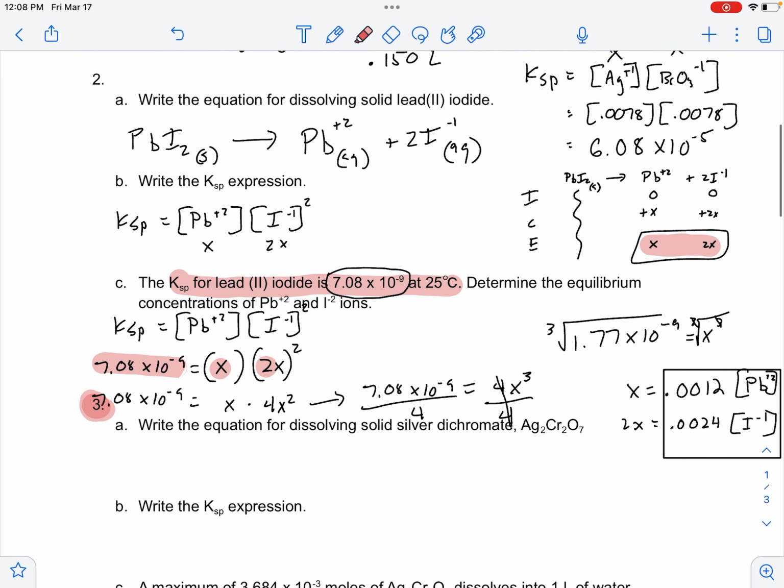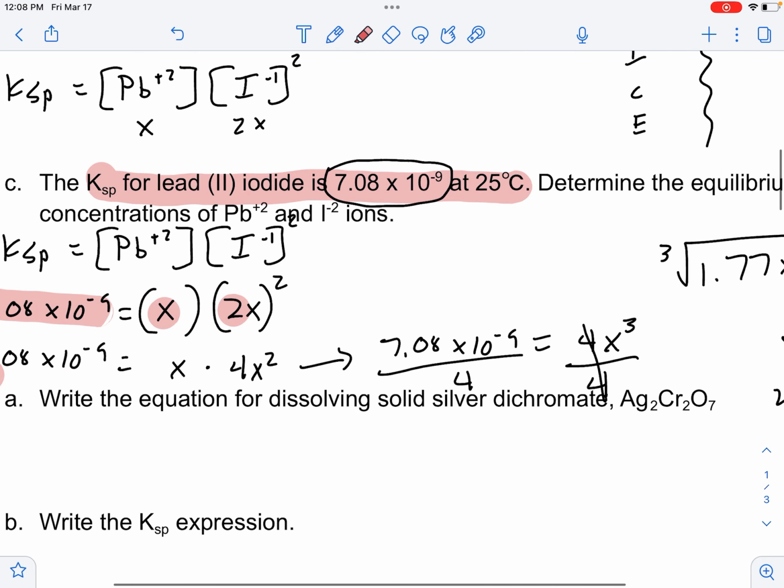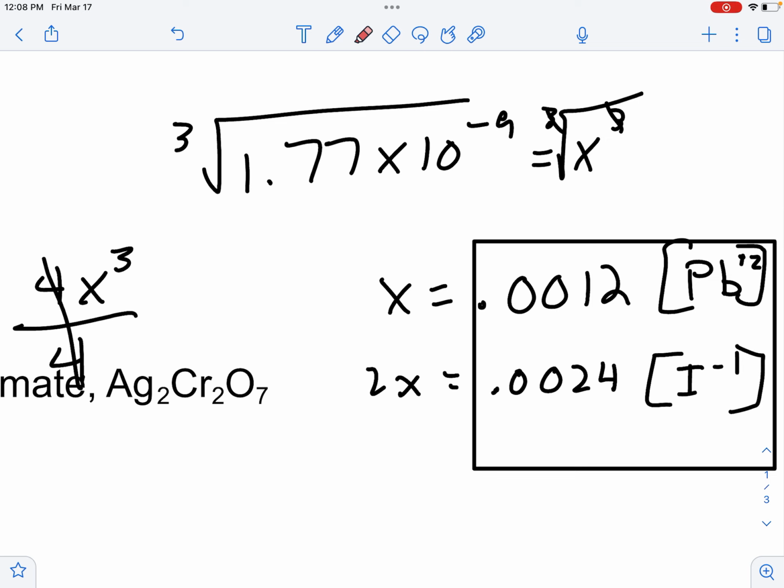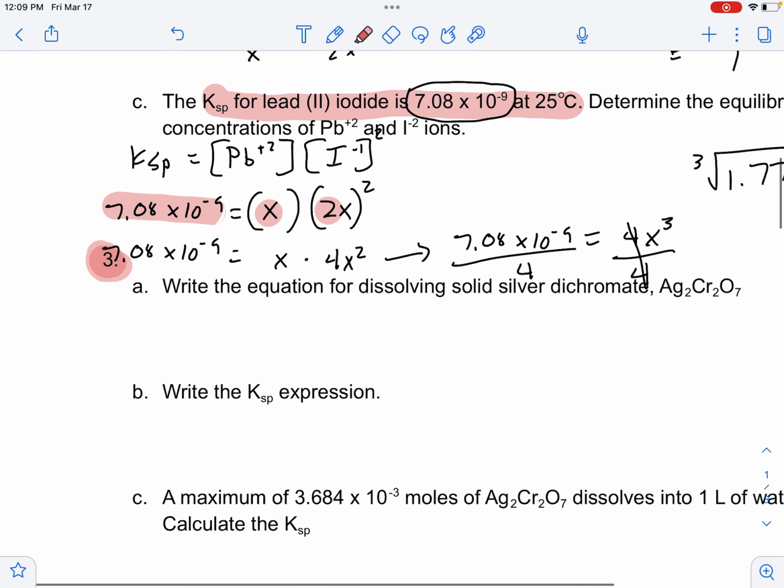We did some fancy algebraic work here, and we were able to come to the conclusion that x equals 0.0012, and x is representative of the Pb ions, so the molar concentration of your lead ions. So since just iodine is having a 2x, you would just take that x value and times it by 2 to get the molar concentration of iodine, which is 0.0024. Okay, so that's a recap of number 2.